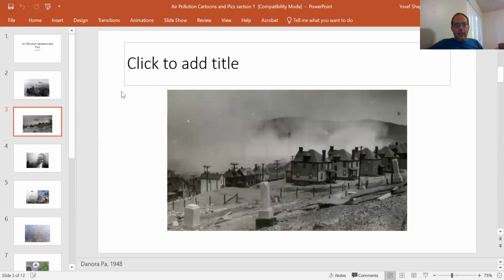This is Donora, PA, Pennsylvania, in the 1940s. They did a lot of coal mining, and you can see what it looked like. And I had somebody last term in class who grew up in Pennsylvania, and he tells me it's a lot better now, but there are still parts of Pennsylvania that are problems when it comes to air pollution.